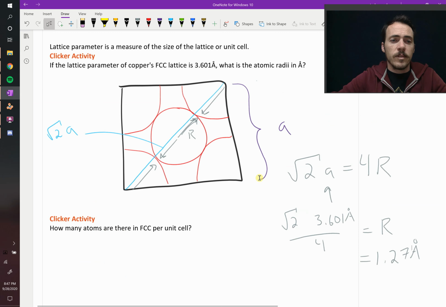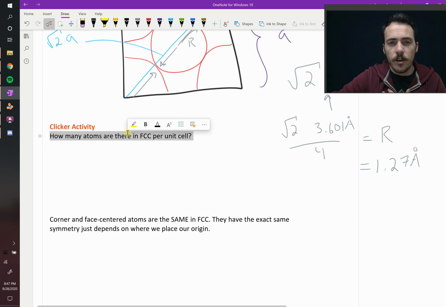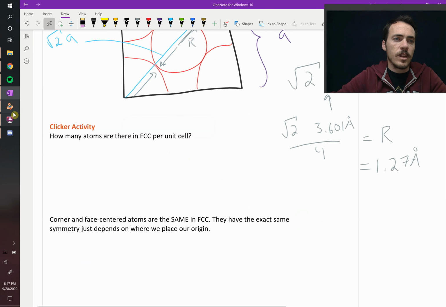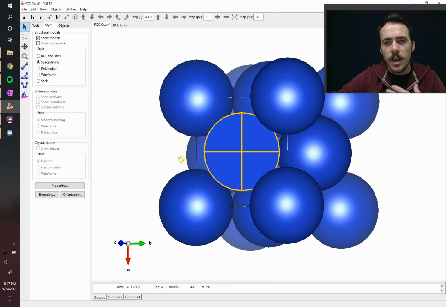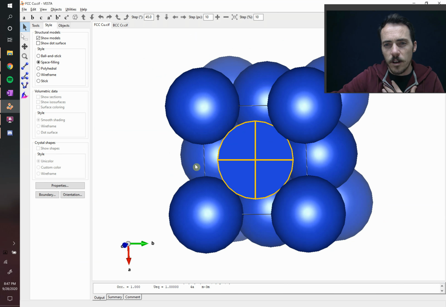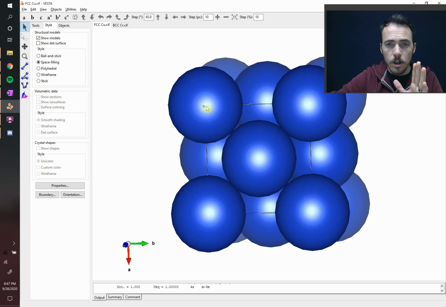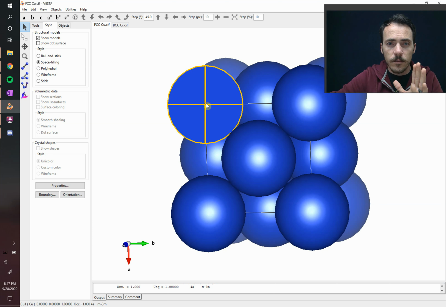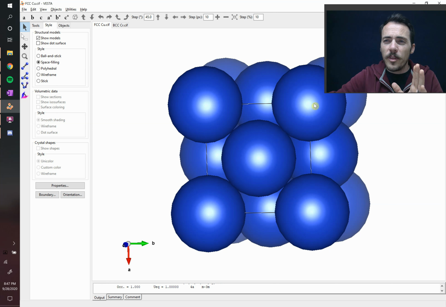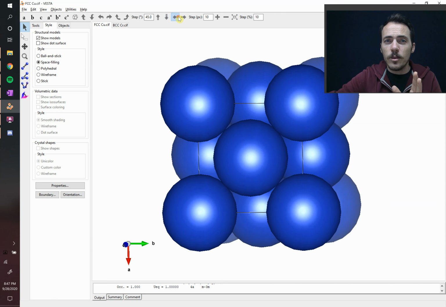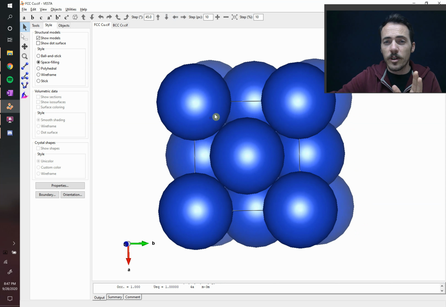That's pretty great, right? How about this question? How many atoms are there per FCC unit cell? This one gets a little tricky. Let's come back and take a look at this in Vesta. How many atoms are there in this unit cell? Well, you might at first be tempted to just start counting these things, saying, all right, there's one on this corner here, and then another one over here, that's 2. But that's not quite right, because those atoms aren't completely inside the unit cell, and we only want to count those that are completely inside.